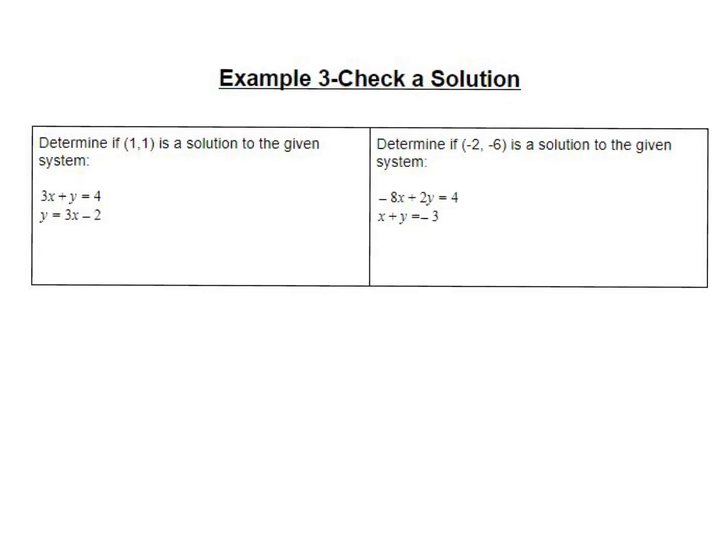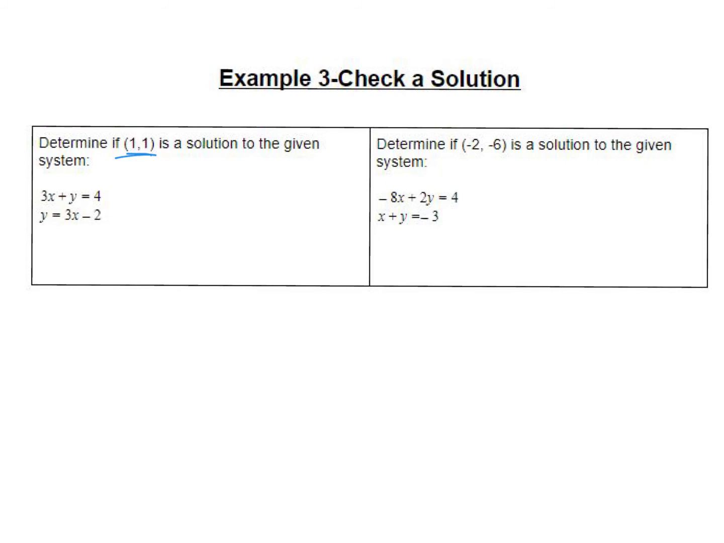Example 3, check a solution. Now, one thing we should be able to do with these, and we have some options here, but this is a question that they really like to throw onto your Keystone test. They're trying to ask us, determine if (1, 1) is a solution to the given system. So this is really going to be saying, do these two equations intersect at (1, 1)?